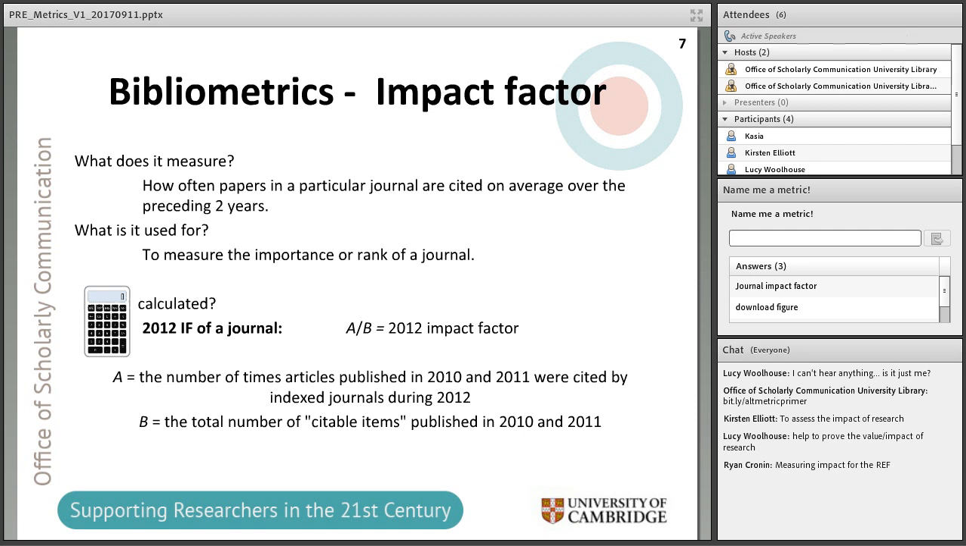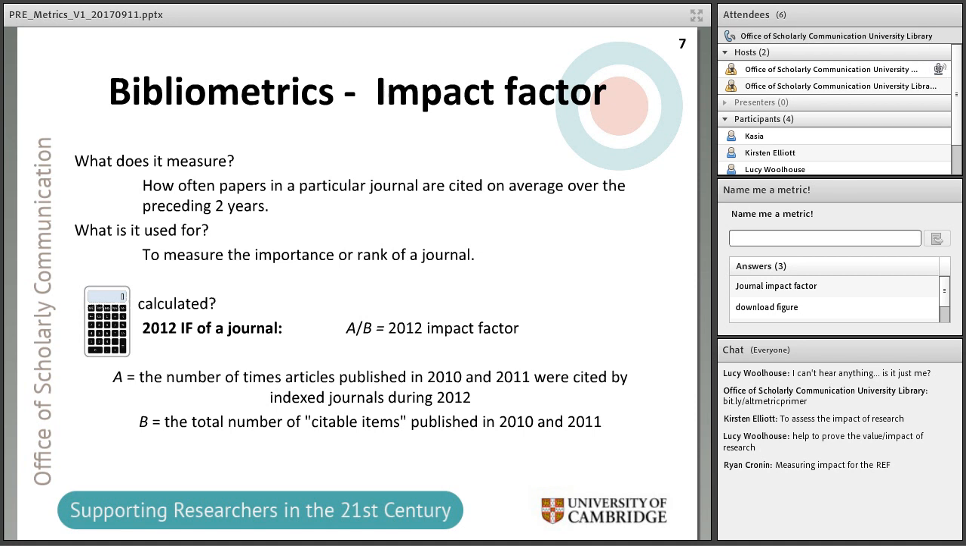A over B equals the 2012 impact factor, where A is the number of times an article published in 2010 and 2011 was cited by indexed journals in 2012, and B is the total number of citable items published in 2010 and 2011. Now each metric will define its citable items in different ways. Some of them might include review articles, some might not.